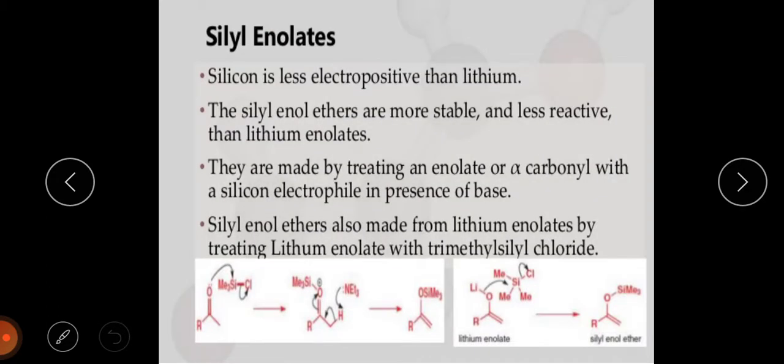The next is silyl enolate. Silicon is less electropositive than lithium. The silyl enol ethers are more stable and less reactive than lithium enolate. It can be produced in two ways.